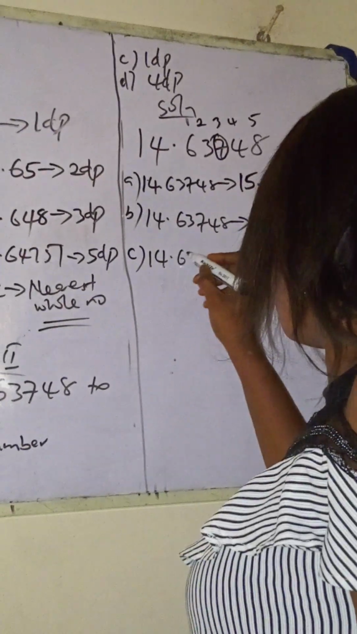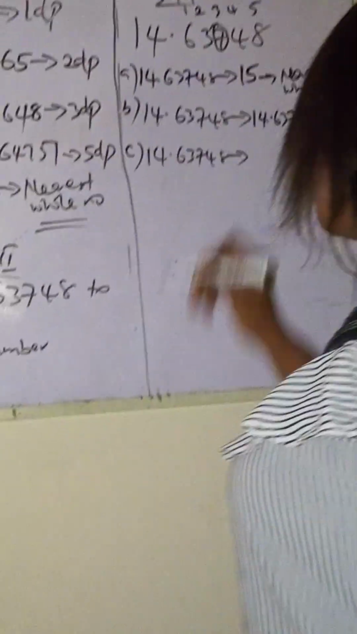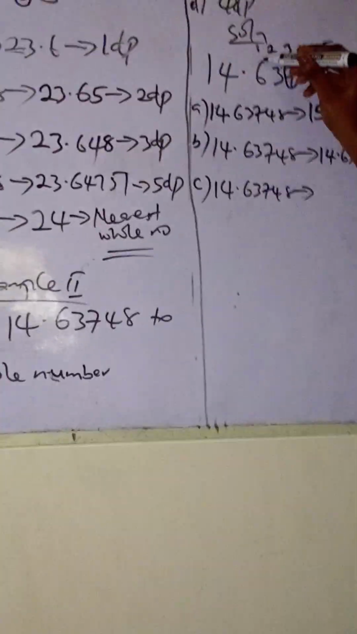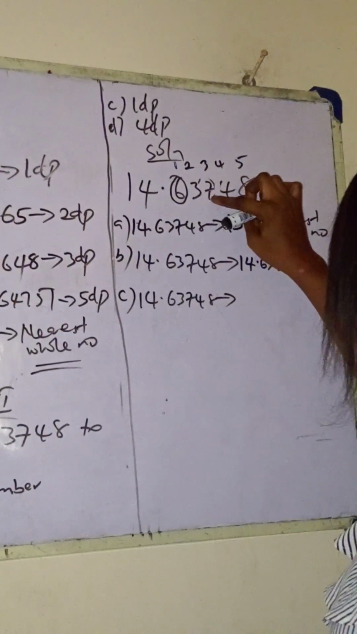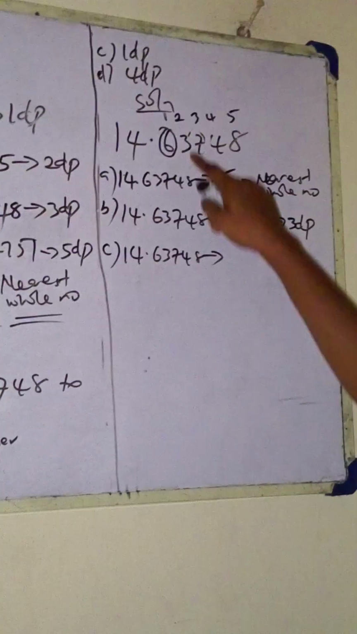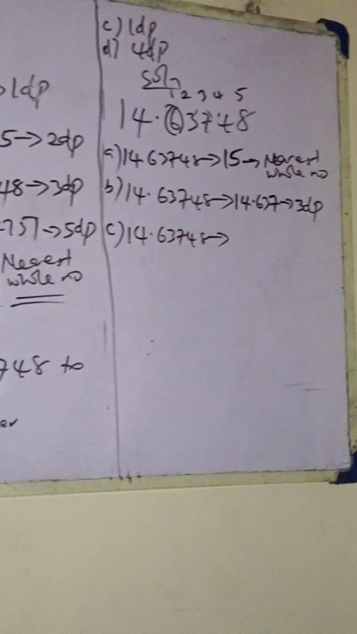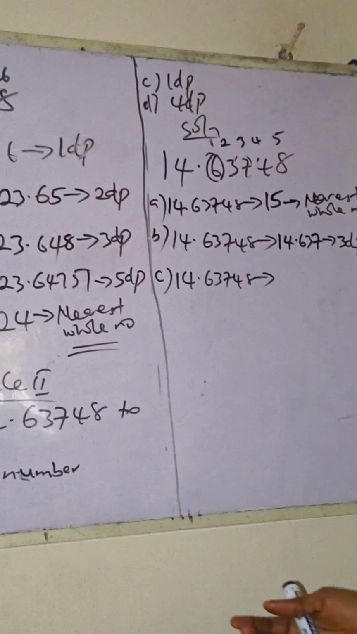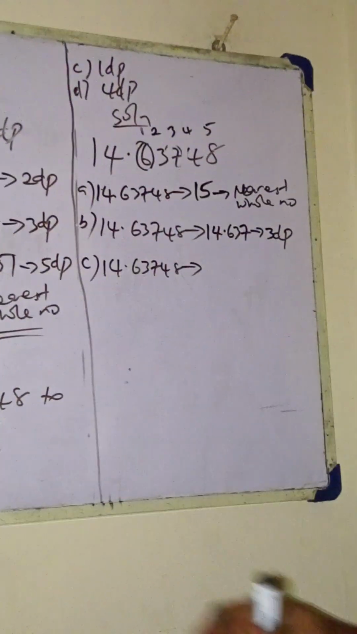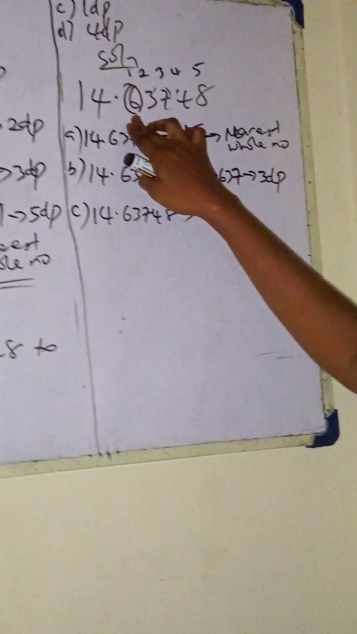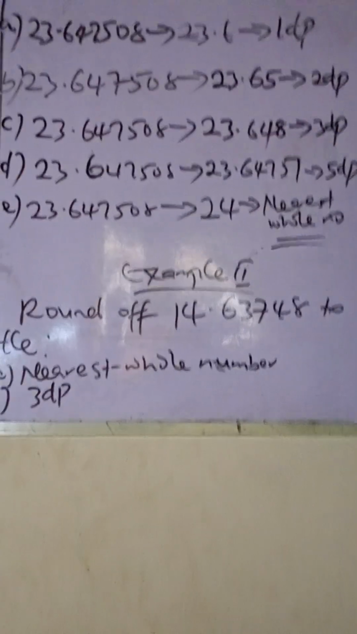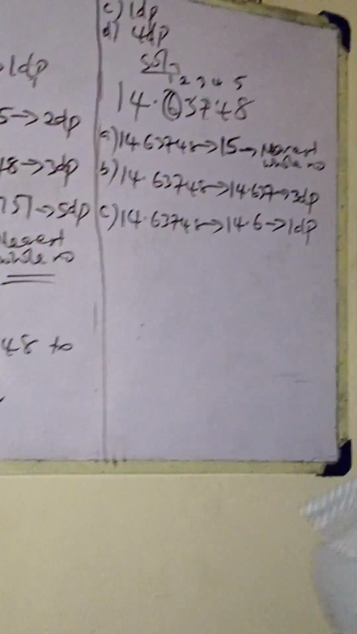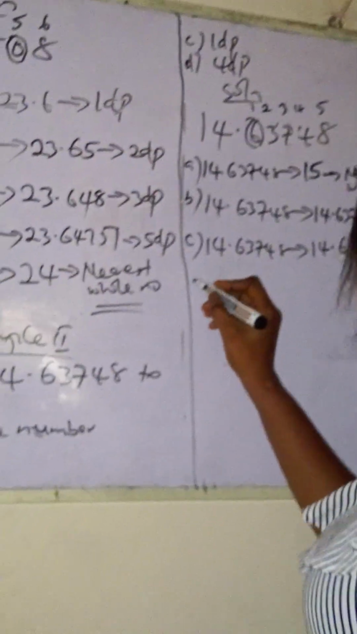I'm going to put down my value. To 1 decimal place, I'm going to circle where I have 1. I'm done with 3, so I'm going to clean up the circle on the 3. So you circle where you have 1, and look at the number that is next to it. Is it up to 5? It's not up to 5. What we have there is 3. So that shows we cannot approximate it. We put that number down that way. So we have 14.6 to 1 decimal place.